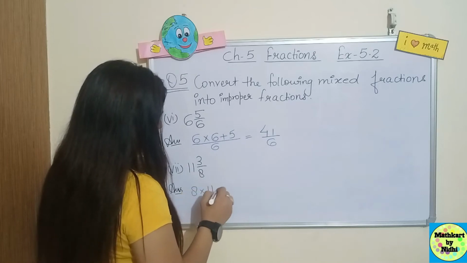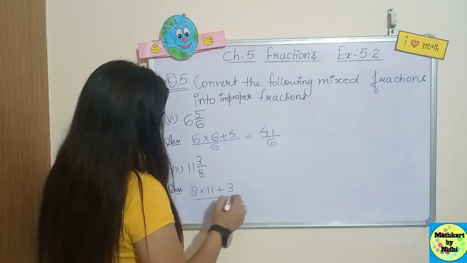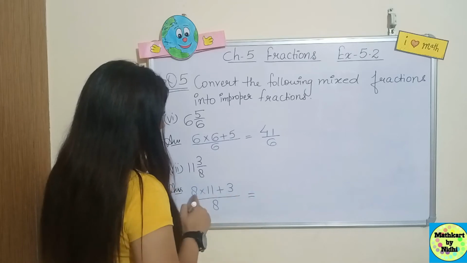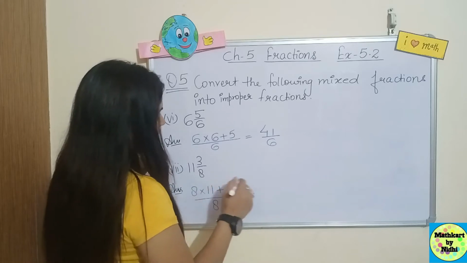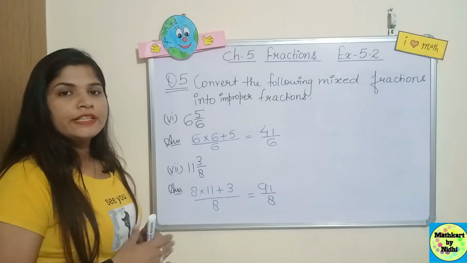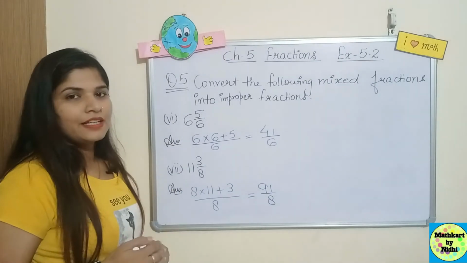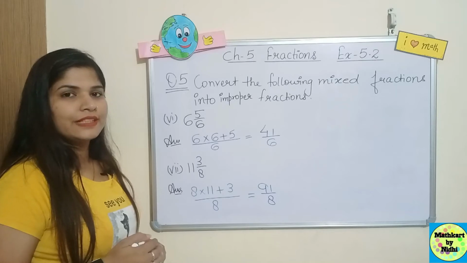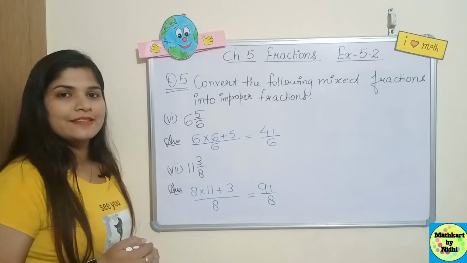Denominator into whole number plus the numerator upon 8. 11 8s are 88. 91 upon 8. So in your book there are total 8 parts. I guess the 8 parts you will now be able to do on your own. Let us see the next question, question number 6.